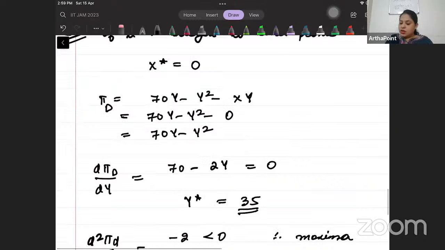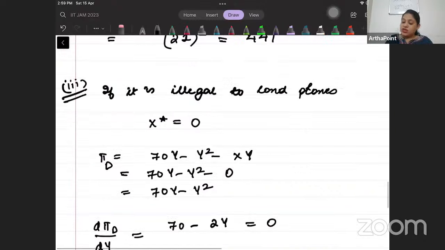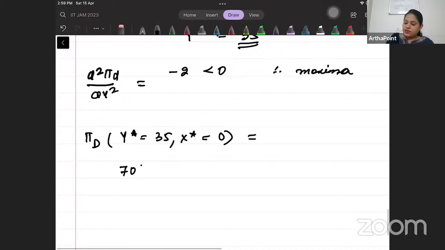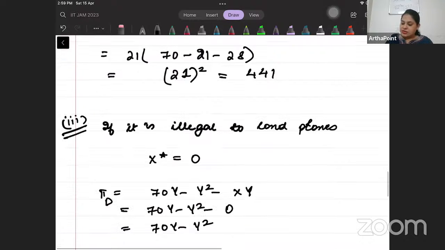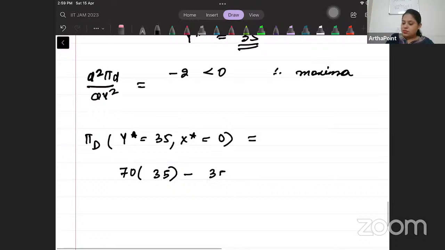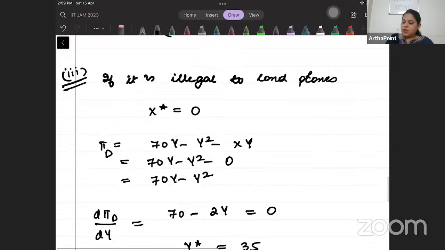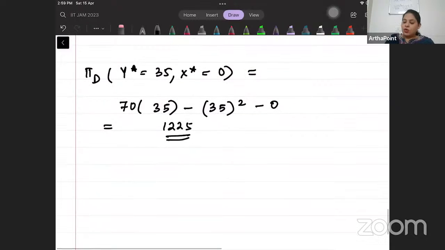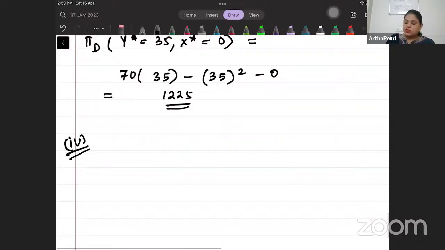Now, what is the maximum profit that he will have? So profit at y star 35 and x star 0. What will be the profit? 70 into 35 minus 35 square minus 0. So this is just 35 square directly. 35 square is 1225. That's your answer. Okay, let's go to the last part of this question.